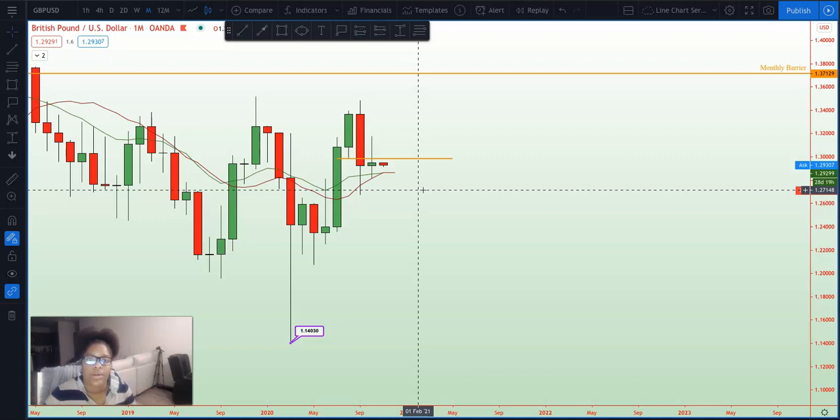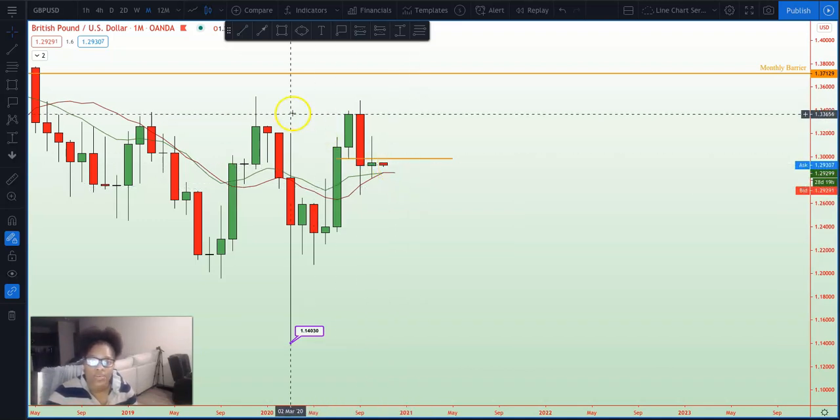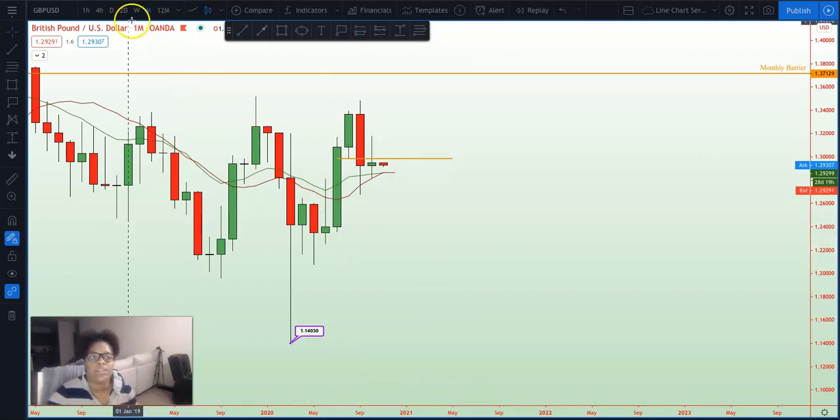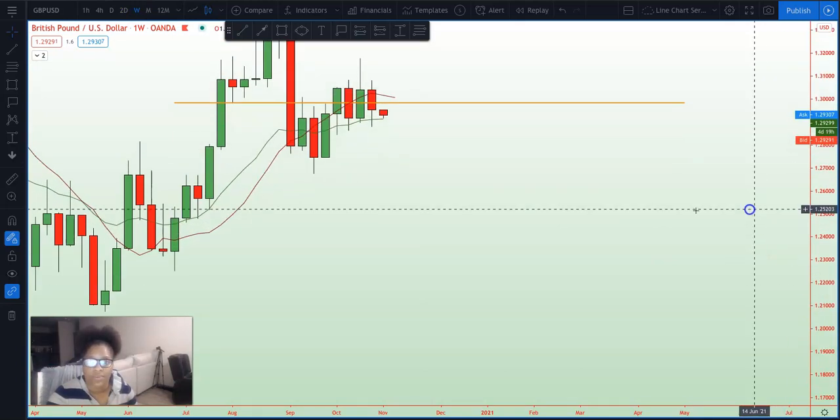So I have my structure points, I have what I'm looking for as far as this time frame goes. Either price is going to continue to sell off because we are in a downtrend, or price could potentially continue to buy. So we need more information. This is when I'm going to go to my weekly time frame to see what's going on.